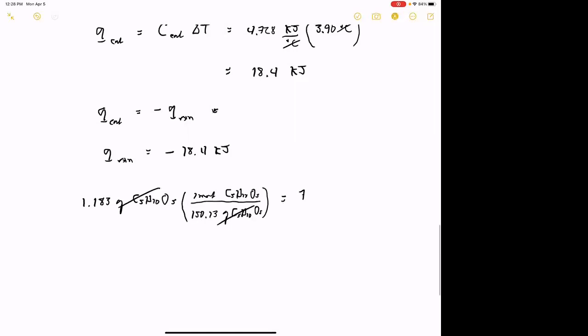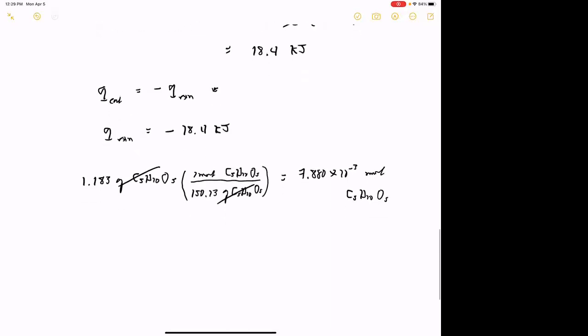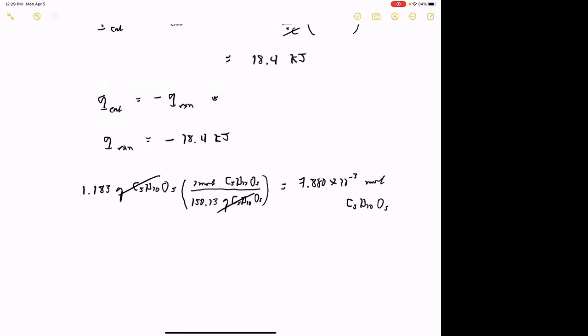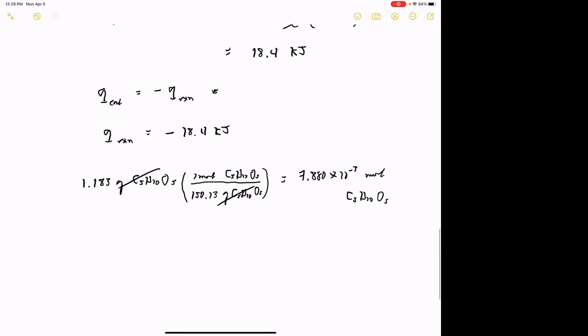I get 7.880 times 10 to the minus third moles of my C5H10O5. So that's the amount of xylose that got burned in the bomb, okay? So that's the number of moles that corresponded to the heat change I've got. So now I can express my Q reaction in terms of the correct units. I wanted kilojoules per mole, so I can do that now.